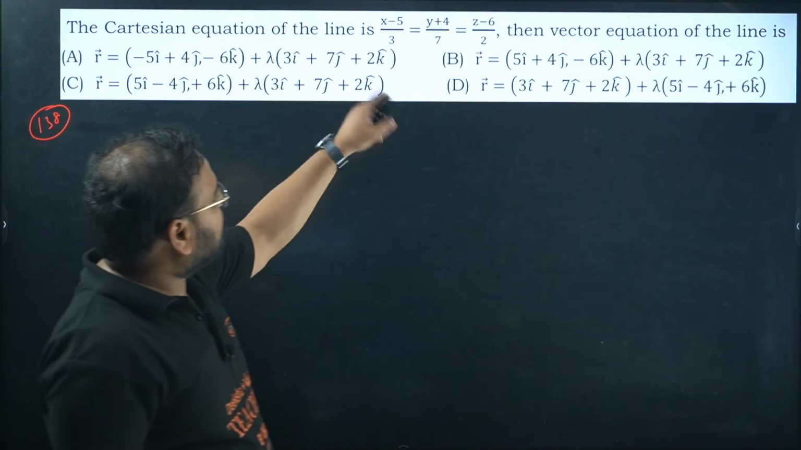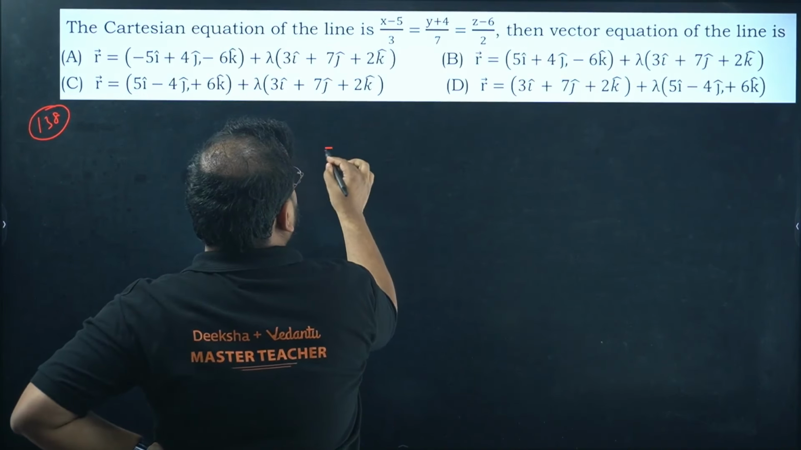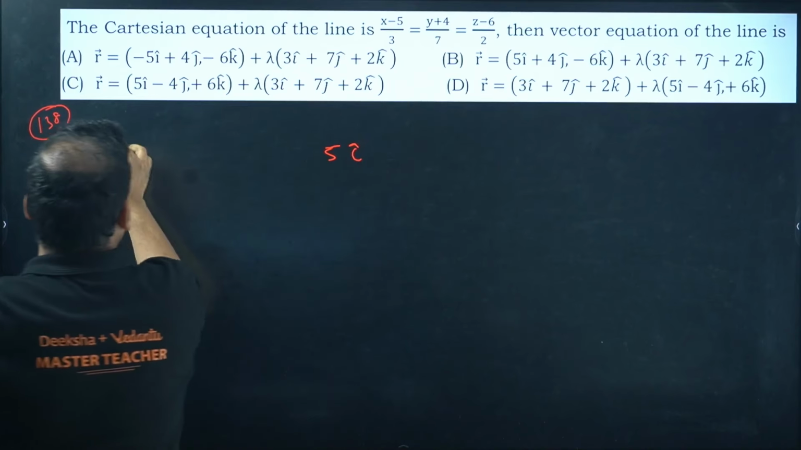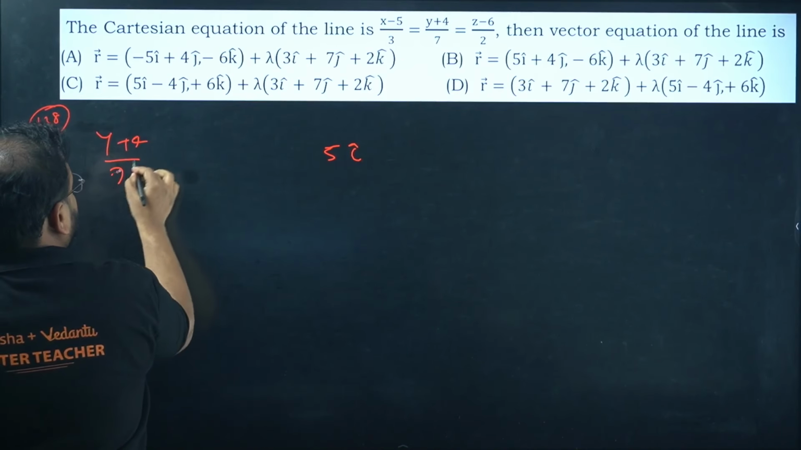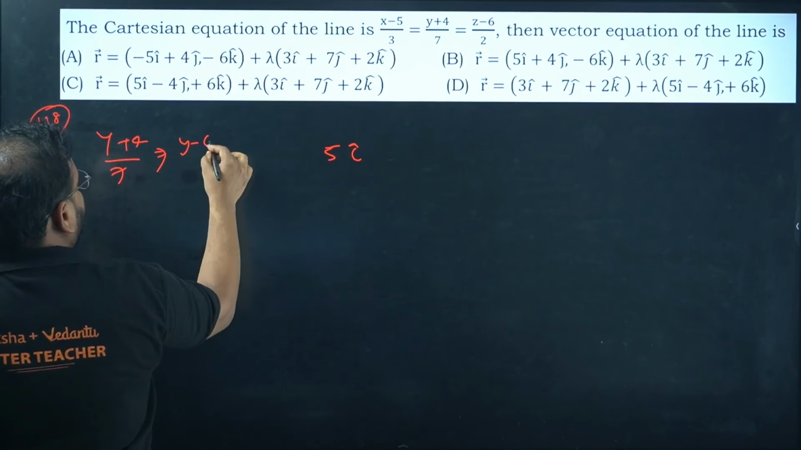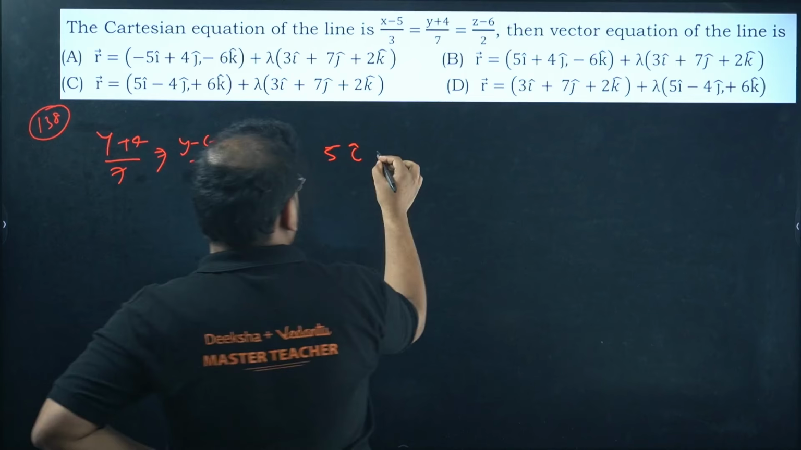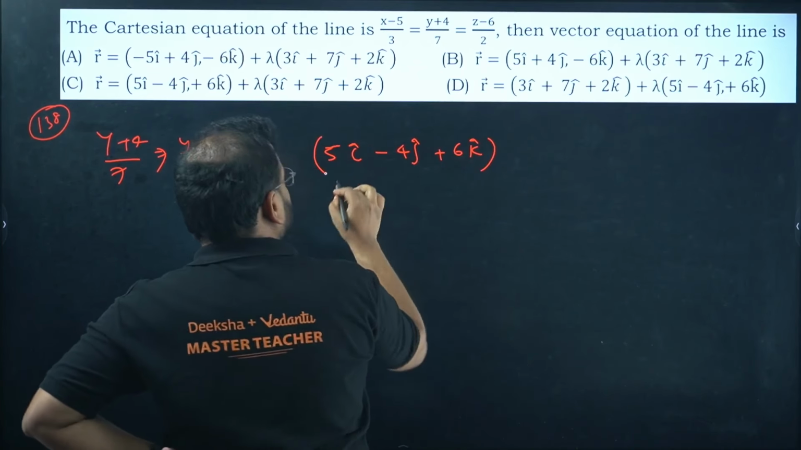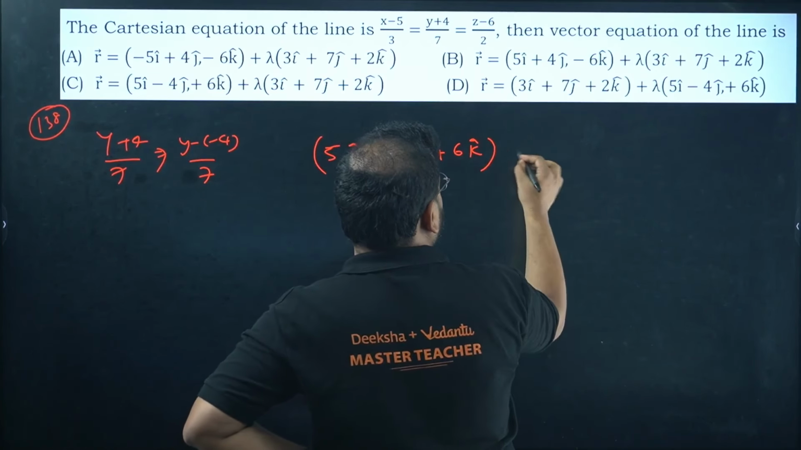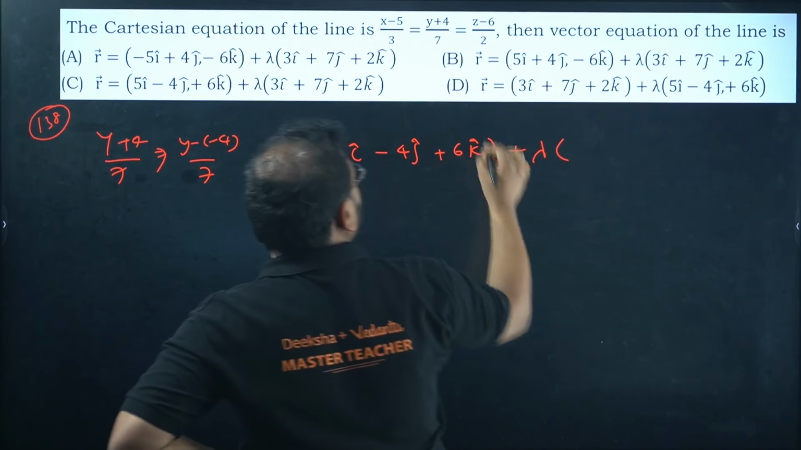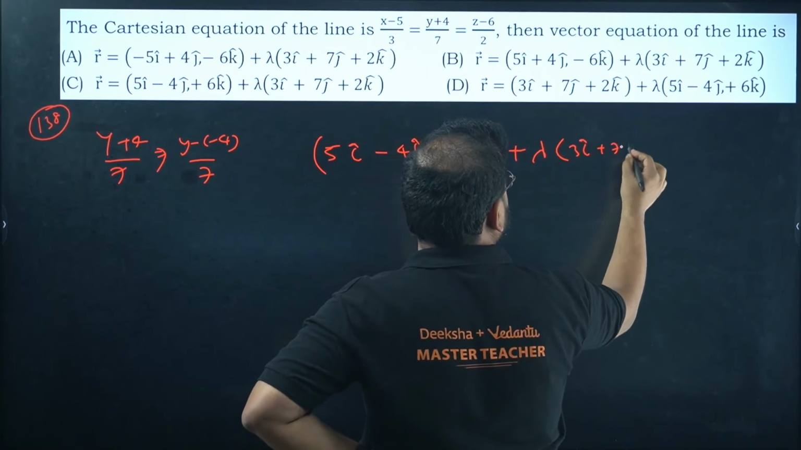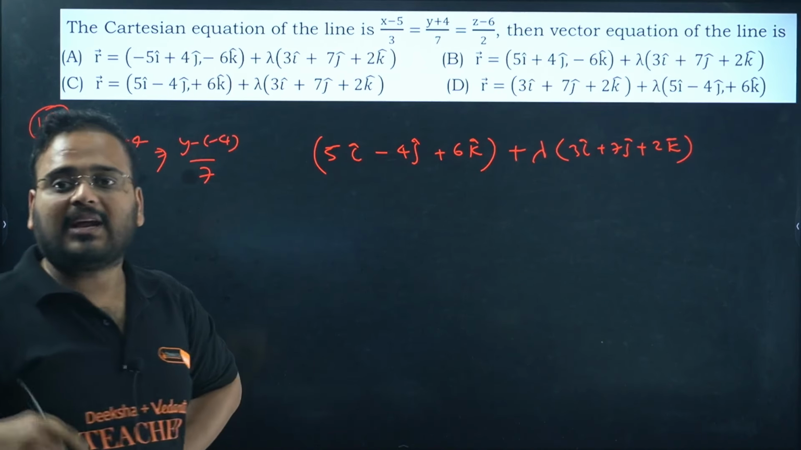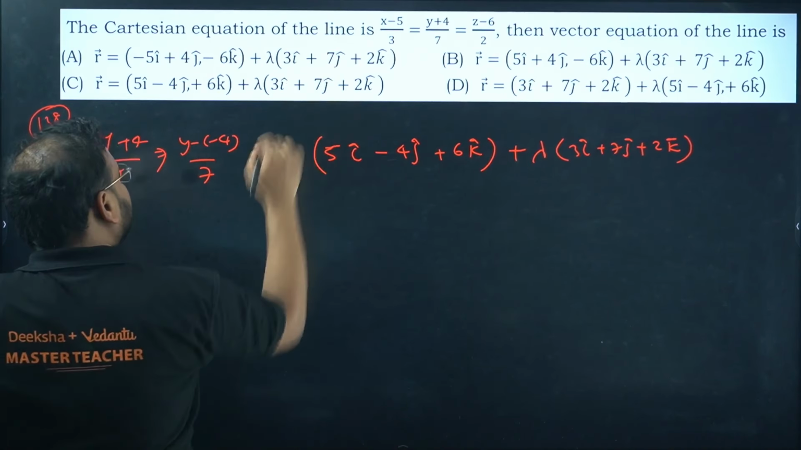Cartesian equation of this in the vector form. So we'll have plus 5 i cap. This will be y minus of minus 4, y plus 4 is there, no? It will become y minus of minus 4 upon 7. So I get minus 4 j cap and plus 6 k cap. This is the position vector of the point where it is passing through, and lambda times of 3 i cap, 7 j cap and 2 k cap. That's your answer.